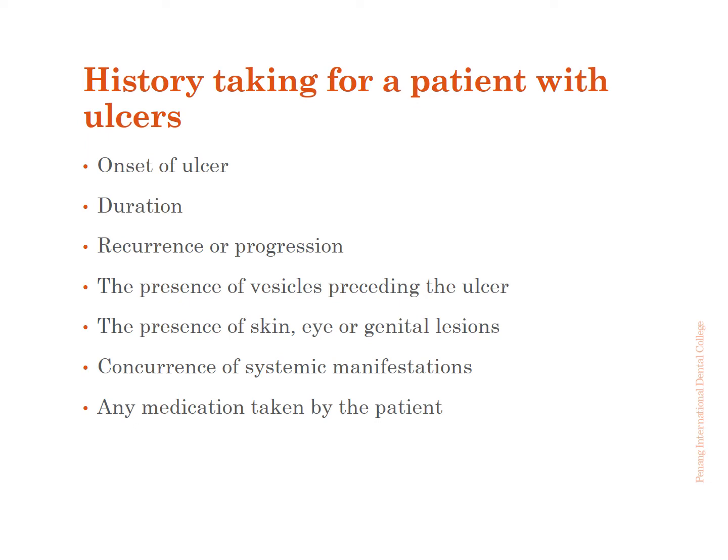Also, it's important to ask for concurrence of systemic manifestations. Is the patient having other important manifestations involving other parts of the body and other important systems of the body? And is the patient on any medication, or was the ulcer induced by a medication taken by the patient? These are some very important points that you would need to note down when taking a patient history about the ulcers. It could be a past history or the present history, and essentially both are important.